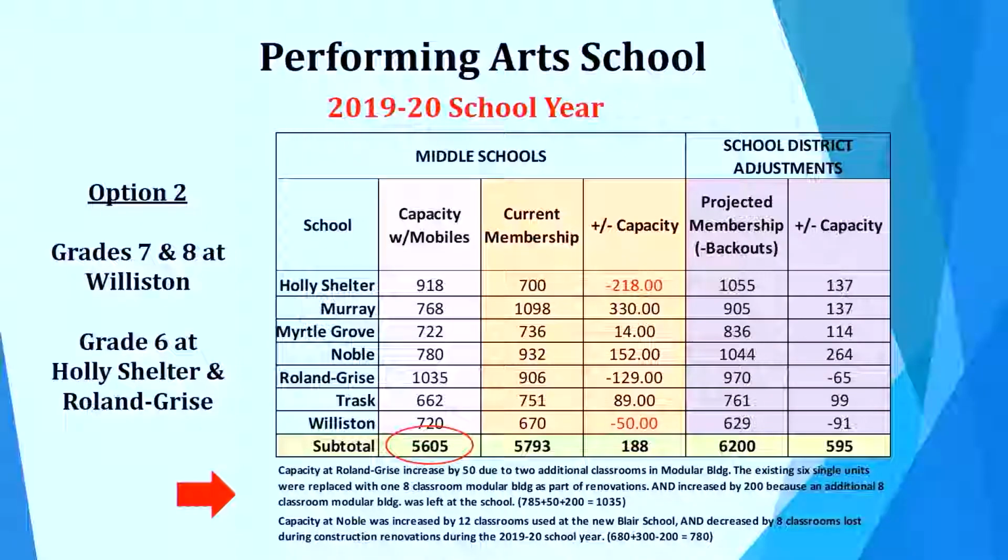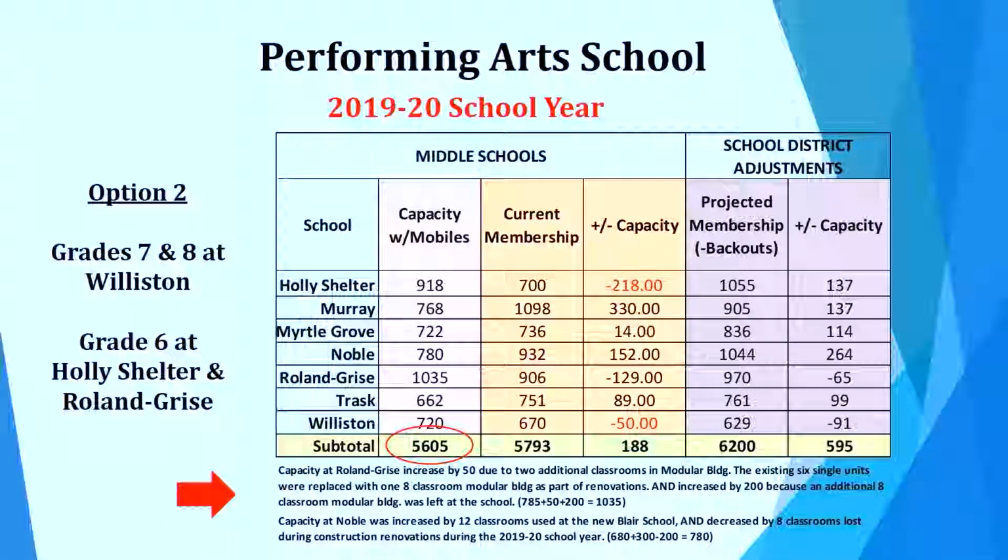So in option 2, we would be moving the 6th grade from Williston to Holly Shelter and Roland Grice. So the 7th and 8th grades would remain at Williston. And to make this possible, we did a couple of things. The capacity at Roland Grice, to make this happen, we currently plan to leave one 8-classroom modular building at Roland Grice. We would simply leave a second one. And then I changed the Noble capacity based on their use of Blair. So based on their use of Blair, that capacity goes up to 780. And I've given you those calculations.